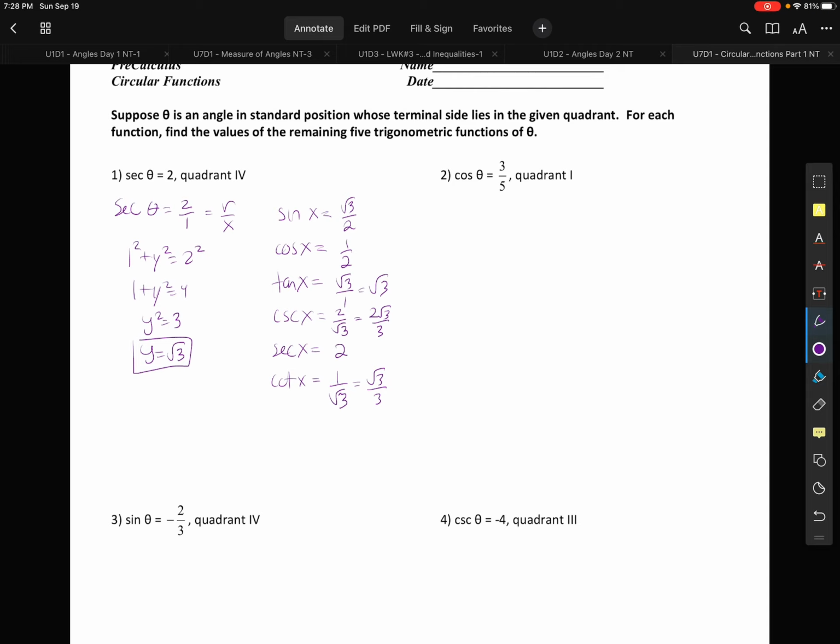All right, so I got all the trig functions out there, but what am I forgetting? Quadrant 4. All right, so quadrant 4 is telling me ASTC, cos is positive. So sine is negative, tan is negative, cosecant's negative, and secant's negative. So there are my answers. Right, that's what I got going on in that scenario.